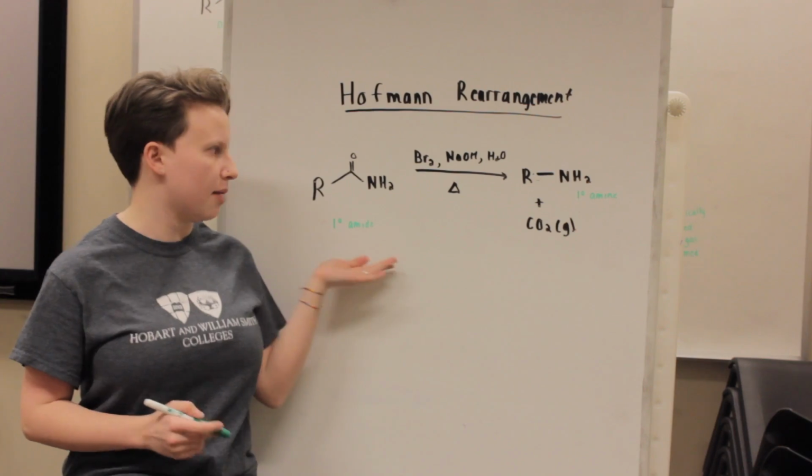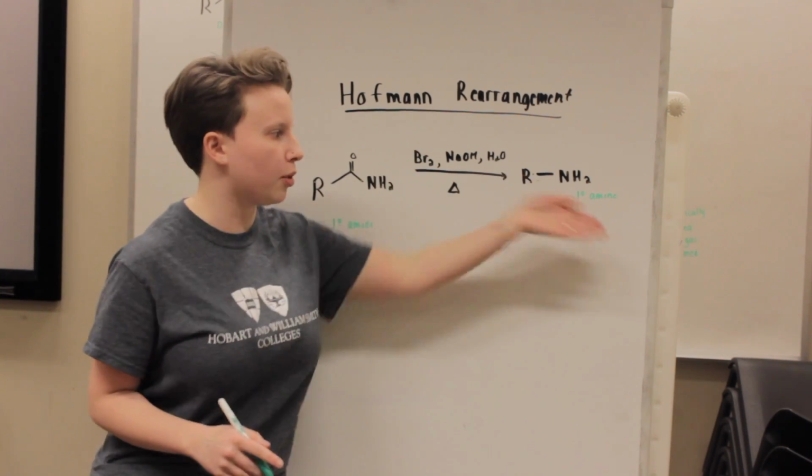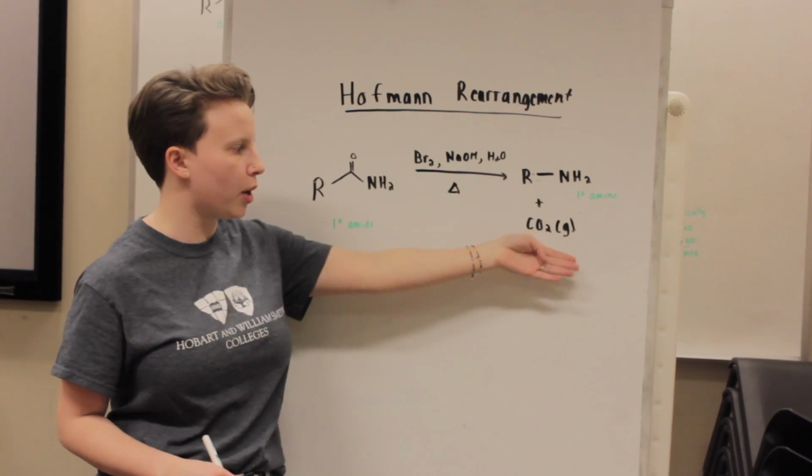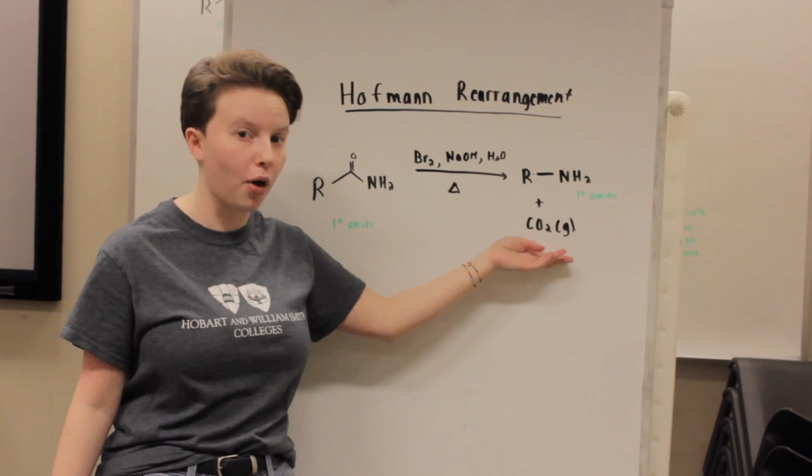Let's just look at a quick overview of the Hofmann rearrangement reaction. We start with a primary amide, and we end up with a primary amine, as we see here, as well as carbon dioxide as a byproduct.